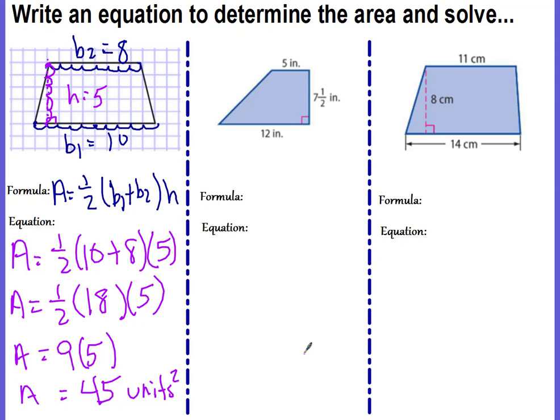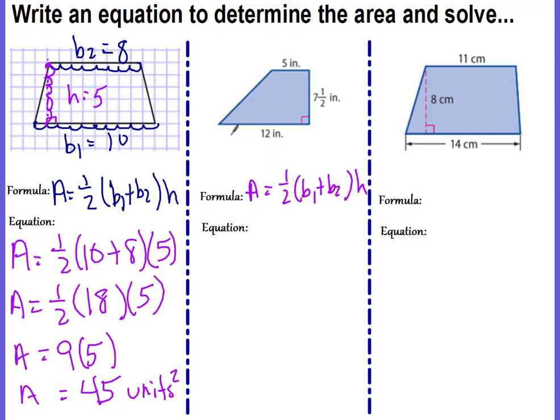So there's a couple more steps here. Still easy, but a couple more steps. Okay, let's do our next one. Next trapezoid. You know it's a trapezoid because it only has one set of parallel bases. Formula: area equals 1/2, parentheses, base 1 plus base 2, times your height.